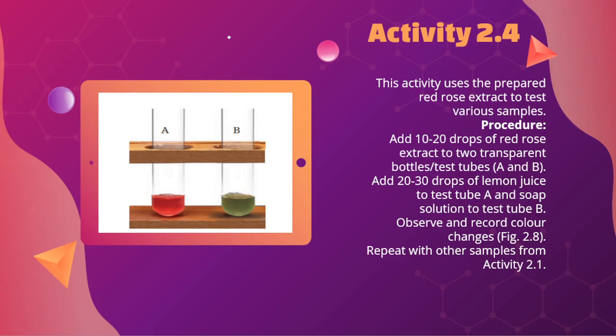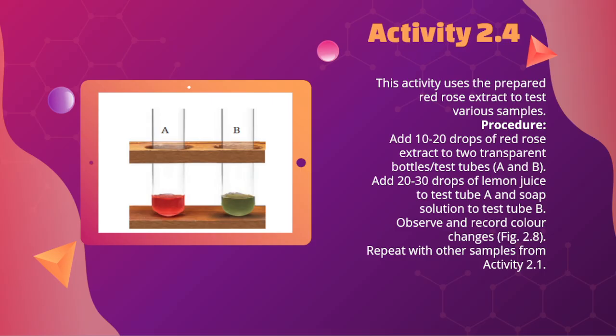Activity 2.4. This activity is particularly about the red rose that we have just studied. So we are going to do and learn it by experiment now. This activity uses the rose extract and the rose solution that we have prepared. In test tube A it was rose solution, and in test tube B it was rose solution, both of them were red pehle.